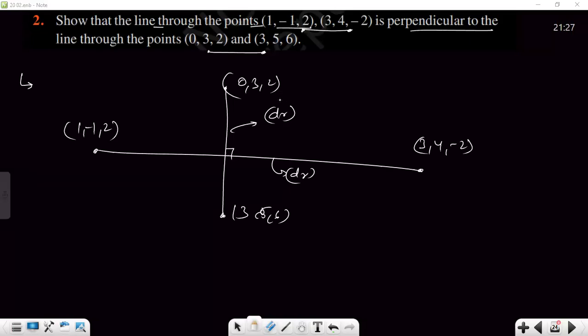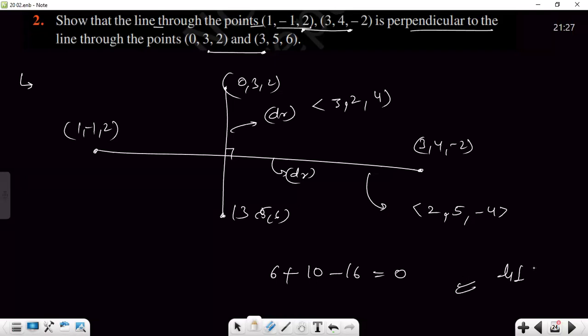Okay, so DR of this is 3 minus 0 is 3, 5 minus 3 is 2, 6 minus 2 is 4. DR of this is 3 minus 1, 2; 4 minus minus 1, 5; minus 2 becomes minus 4. Now the DRs: 3 into 2, 6; 5 into 2, 10; 4 into minus 4, minus 16, which makes it 0. So hence line 1 is perpendicular to line 2. Understood?